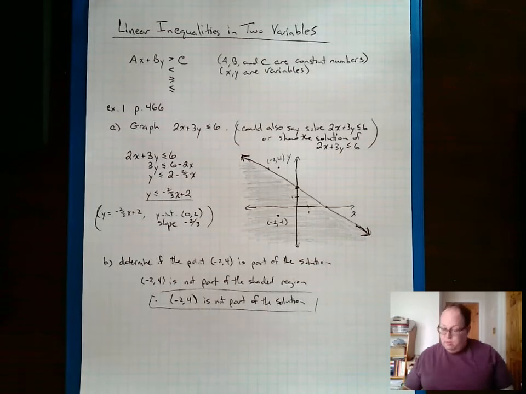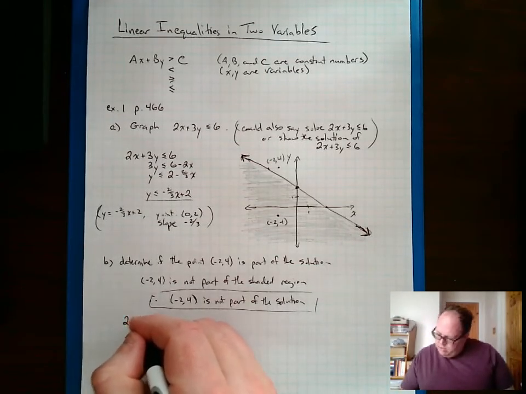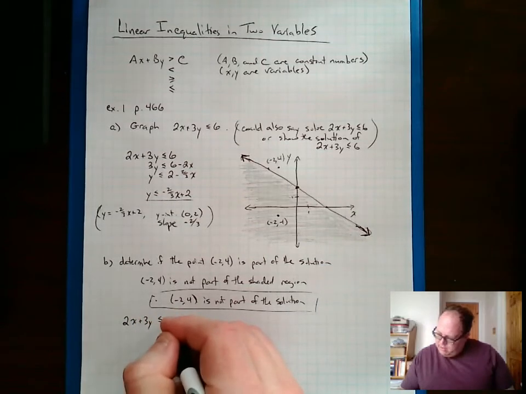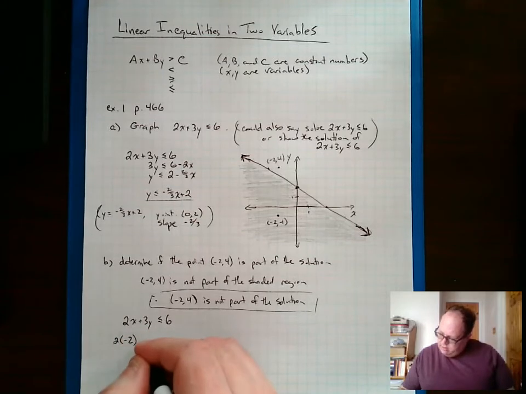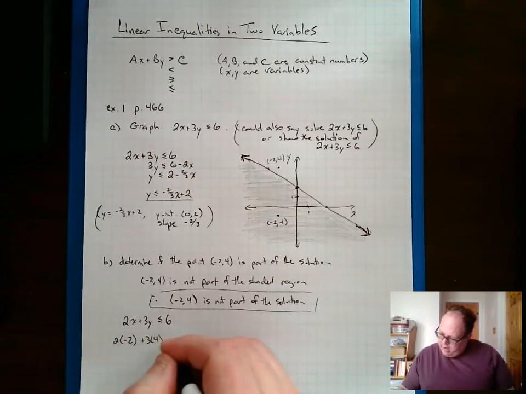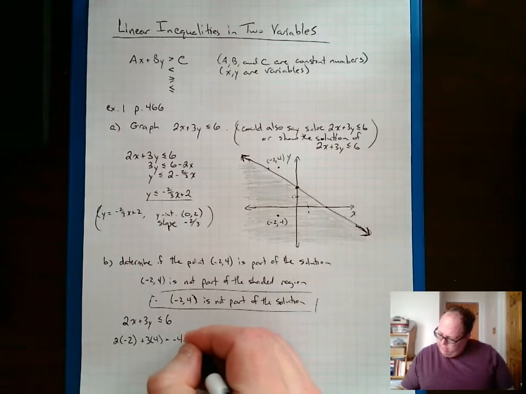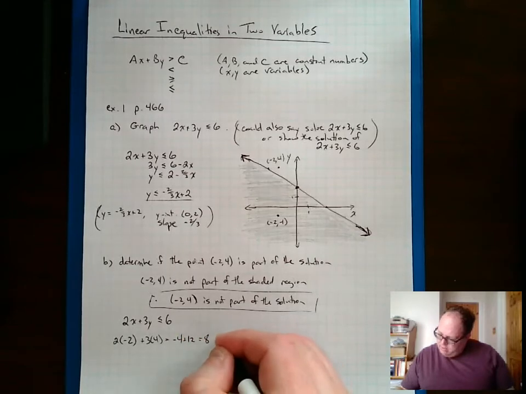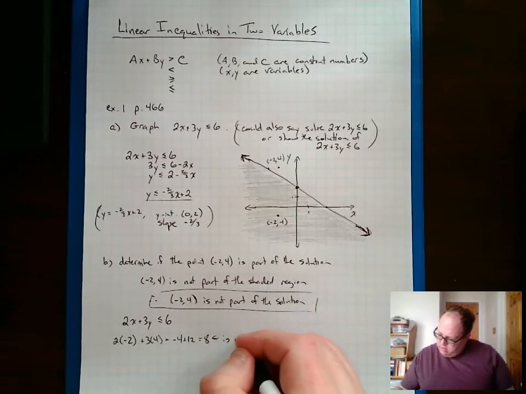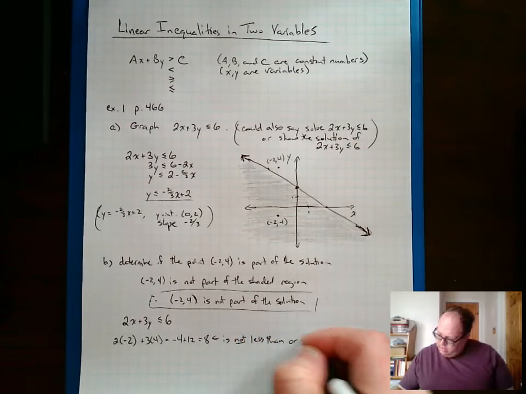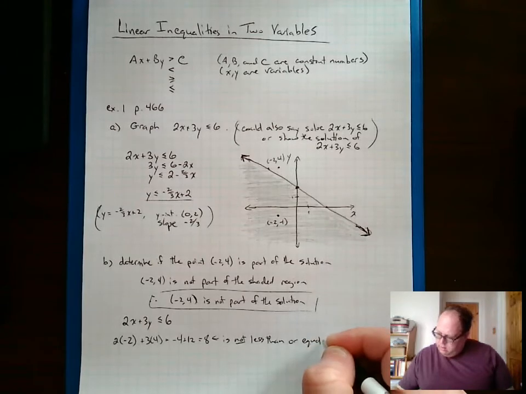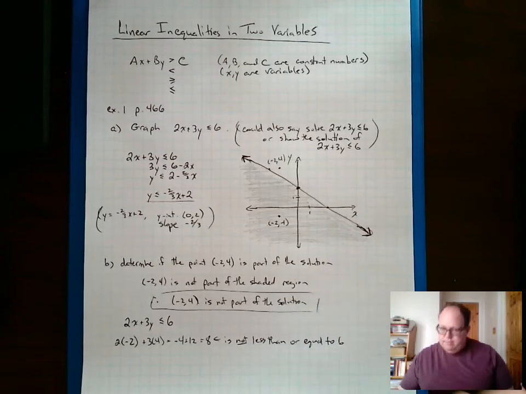Alternatively, if you want to do a little bit more work, because who doesn't love to do a little bit more work, your original statement was 2x plus 3y has to be less than or equal to 6. If you put -2 in for x and 4 in for y, you get -4 plus 12, which is equal to 8, which is not less than or equal to 6. So that would be another way to show that this is not part of the solution.